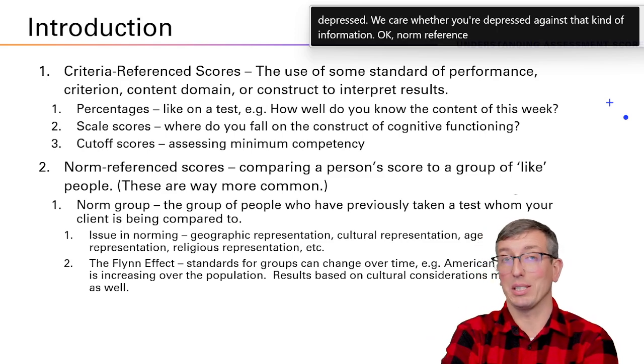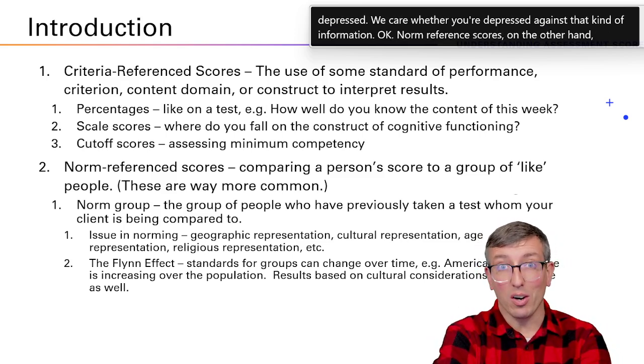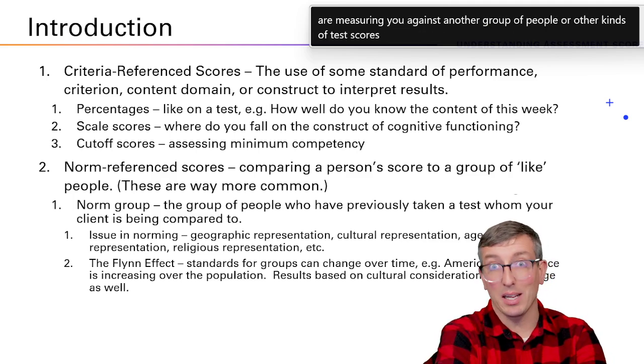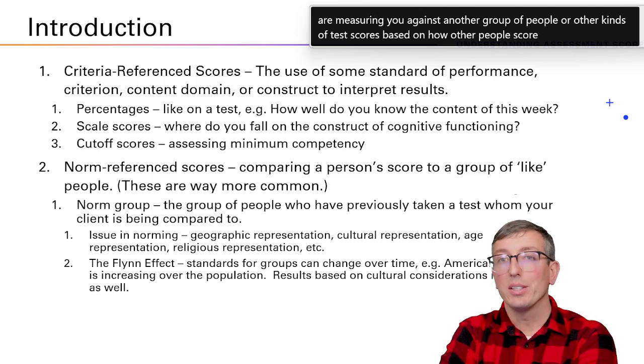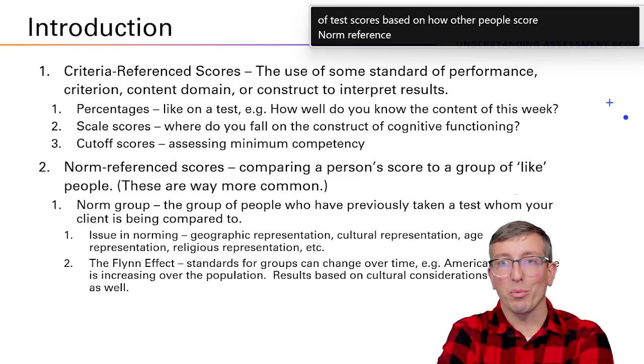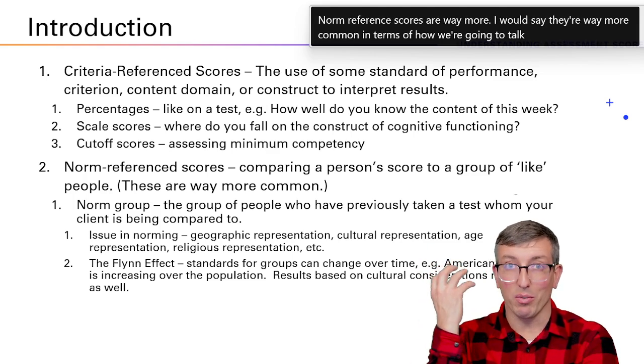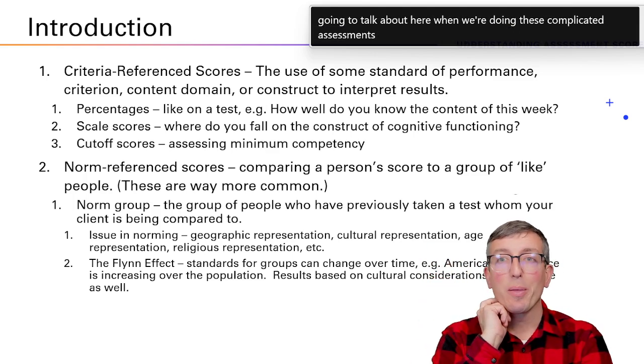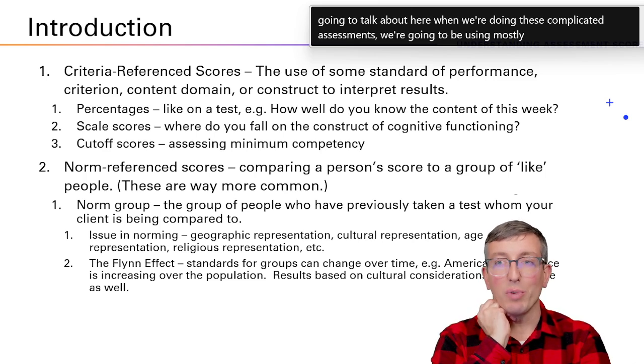Norm reference scores, on the other hand, are measuring you against another group of people or other kinds of test scores based on how other people score. Norm reference scores are way more common in terms of what we're going to talk about here. When we're doing these complicated assessments, we're going to be using mostly norm reference scores.